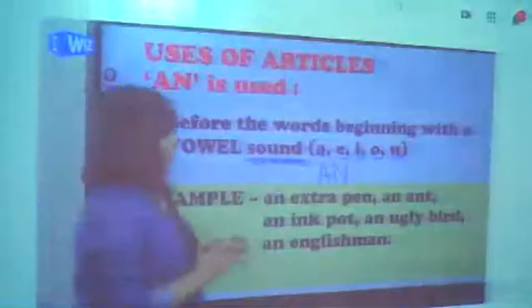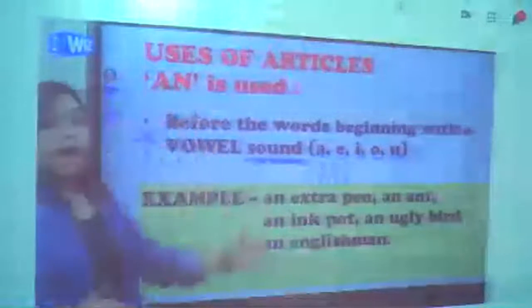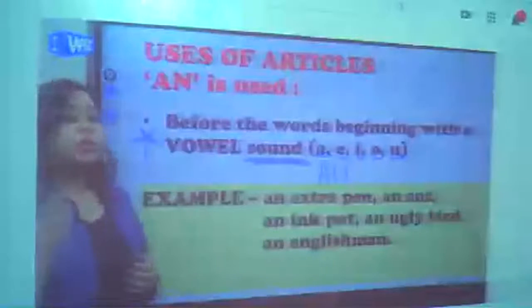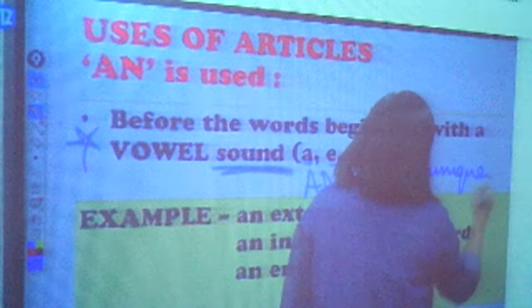Keep it clear. For example, an extra pen, and you are able to hear the sound of that vowel. An ink pot, an ugly bird, an Englishman. In all these examples, you hear the sound of the vowels. That is why we've used the word an. Let's move on. For example, I want to tell you something. Dash unique watch.